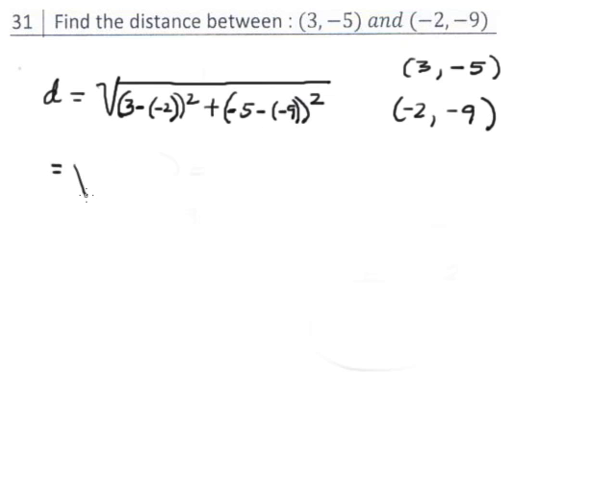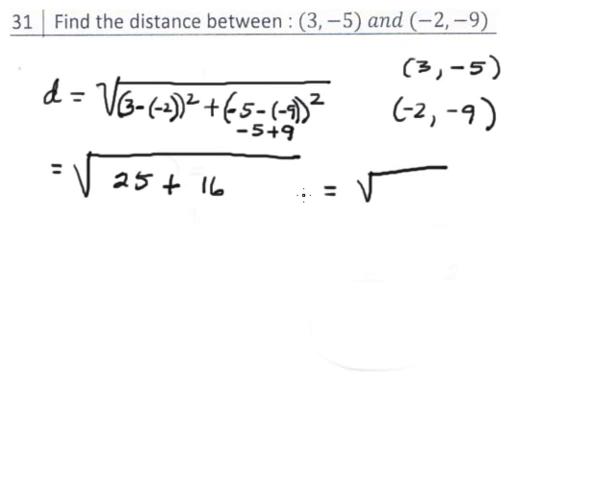Okay, so what's that equal to? Well, this is 3 plus 2, so that's 5 squared, that's 25. And here we have minus 5 plus 9, that's 4 squared is 16. So that's the square root of 41. And that's the distance.